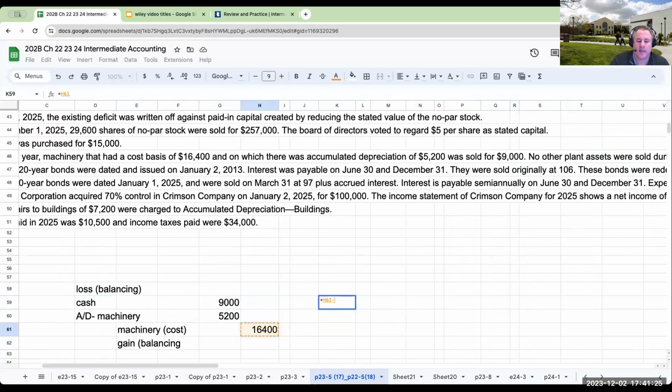This equipment had a carrying value on my books of 11.2, meaning that the net book value was the machinery minus the accumulated depreciation. I'm selling it for 9. That means I lost money. Or to balance this equation out, I have to get 16.4 on both sides.